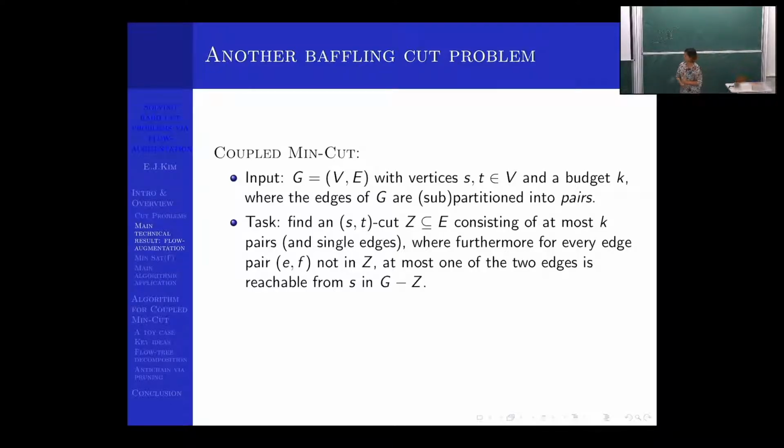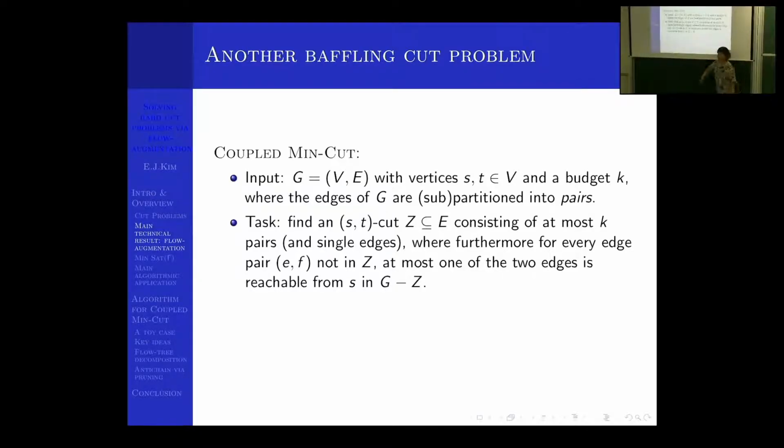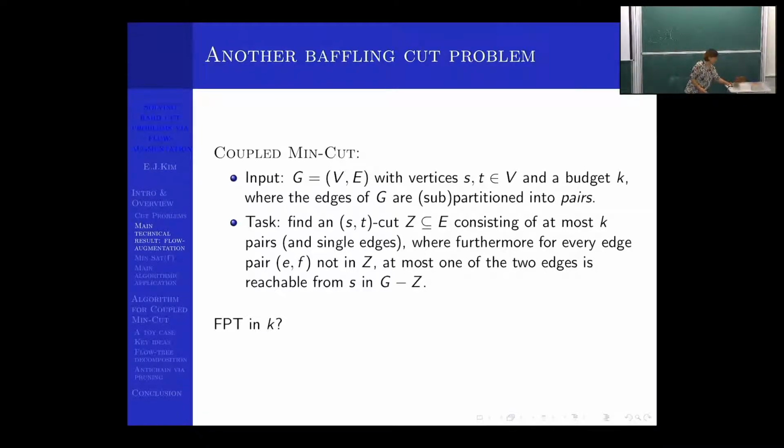Yes, F is already designated in the input. Oh yeah, so they are partitioned into pairs. So the pairs are part of the input. Right. So is this problem FPT? That's the first question.